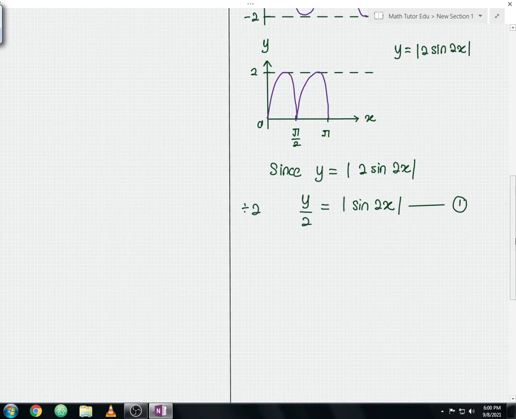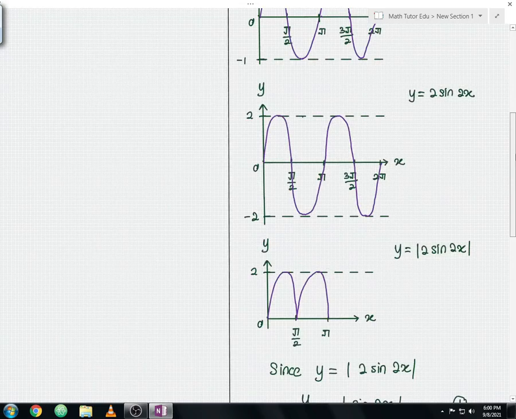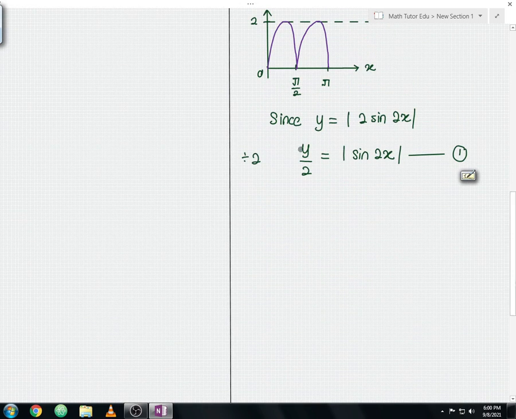As for the second equation, we're going to write down the equation given by the question. So from here, pi modulus sine 2x equals to pi minus x. So this will be your second equation.